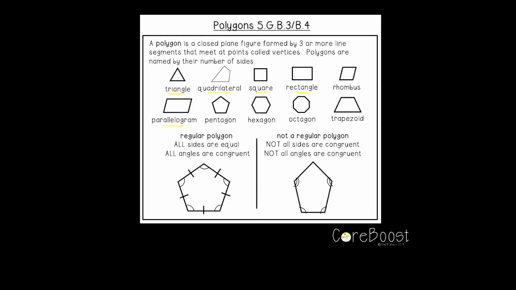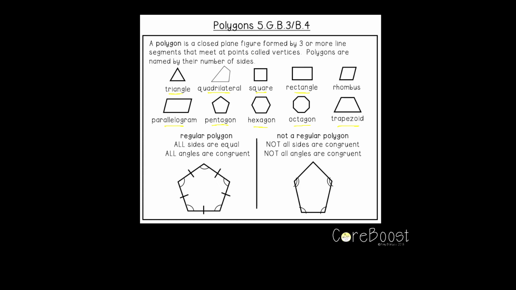And then we have a pentagon that has 5 sides, a hexagon has 6 sides, an octagon has 8 sides, and a trapezoid is another quadrilateral. It has 1 set of parallel sides, and none of its sides are congruent, or sometimes it has 2 congruent sides, but it doesn't have 4 equal sides.